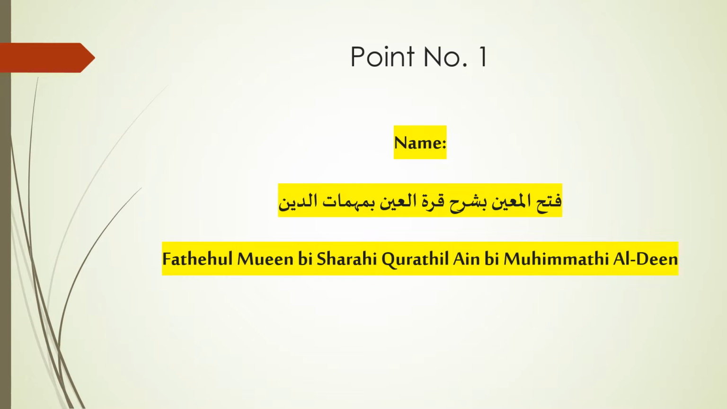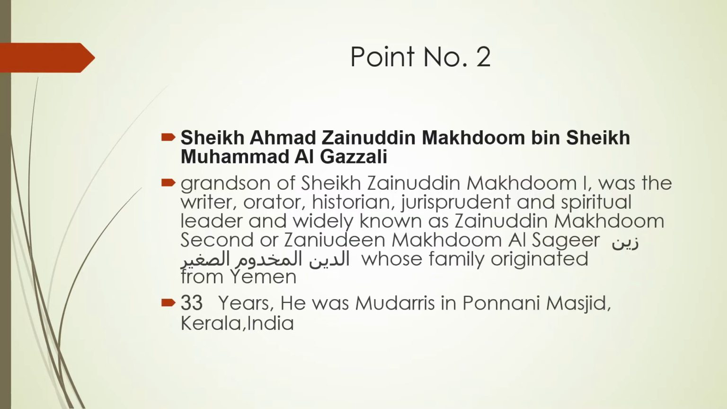Fath means opening, Al-Mu'in means helper or assistant, Bisharahi means explaining, Qurratul Ayn means the pleasure or the coolness of the eye, bi Muhimmatid Din regarding the mission of religion. So, regarding the mission of religion, there is a text, it is really the coolness of our eye. This Fathehul Mueen is its explanation. So, this Fathehul Mueen is an assistant. The words and the interpretation and the annotations of Fathehul Mueen will open that assistant. So this is the word meaning. The name of the kitab is Fathehul Mueen bisharahi qurratil ayn bi muhimmatid din. We can move to the next.